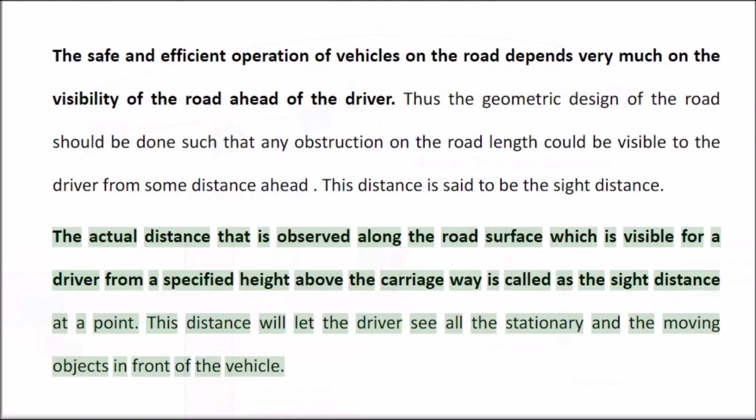The actual distance that is observed along the road surface which is visible for a driver from a specified height above the carriageway is called the sight distance at a point. This distance will let the driver see all the stationary and the moving objects in front of the vehicle.